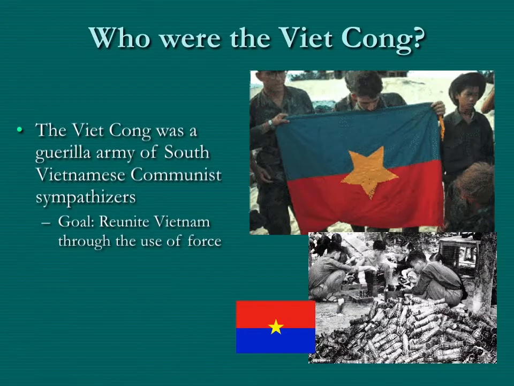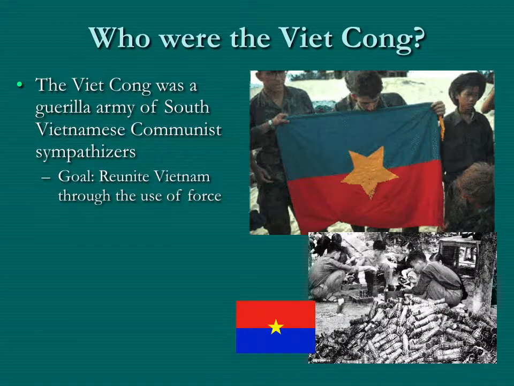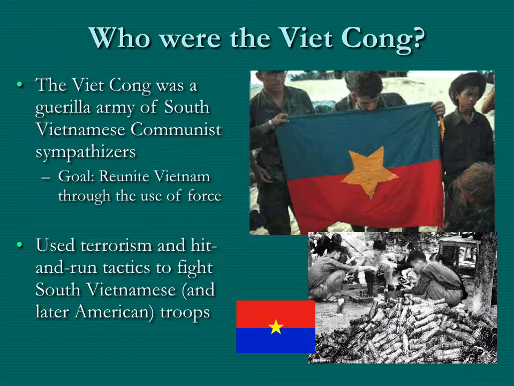The Viet Cong, communist sympathizers in the South, their goal is to reunite Vietnam through force. And they're willing to use guerrilla tactics, what we might call terrorist tactics, hit-and-run tactics against the South Vietnamese and later the Americans. And they are directly supplied by the North Vietnamese through a series of trade routes known as the Ho Chi Minh Trail. You've probably learned about that in your American history classes.